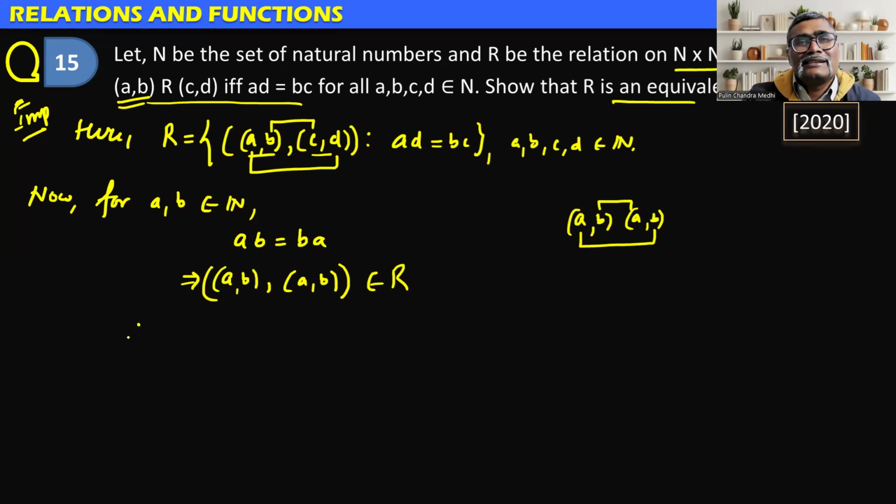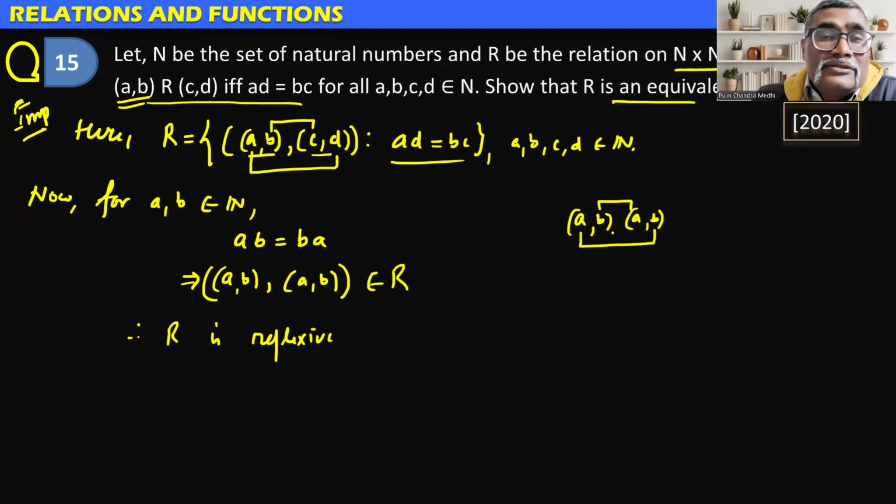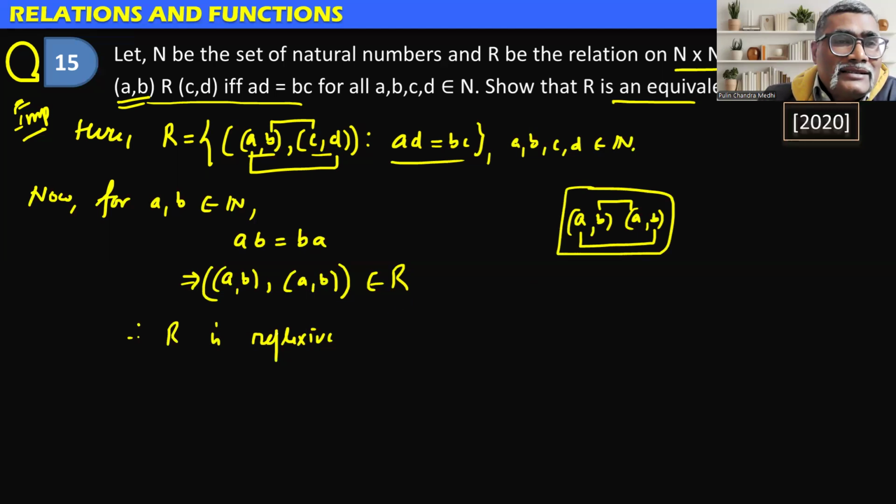So what can I write? Therefore, R is reflexive. Please try to see what I did. Actually, I tried to go from the backside. I tried to see first that condition, right? So that is very important. This is a way of doing. This is a rough work. This is only to see which particular order I should multiply.